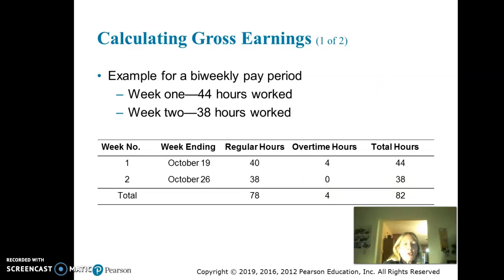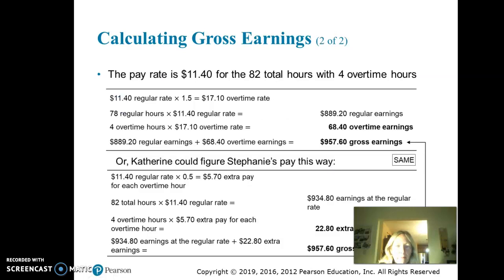Here's the start of an individual. In their first week they work 44 hours, and the second week they work 38 hours. On a payroll register, it looks something like this: 40 hours regular, 4 hours of overtime for a total of 44. You would be paid for 4 hours of overtime here. The second week, they work 38 hours, 0 hours of overtime for a total of 38. So don't think that it should be 80 hours total and you get 2 hours of overtime. Anytime you work over 40 hours, you get paid overtime, and overtime is always going to be calculated at time and a half.